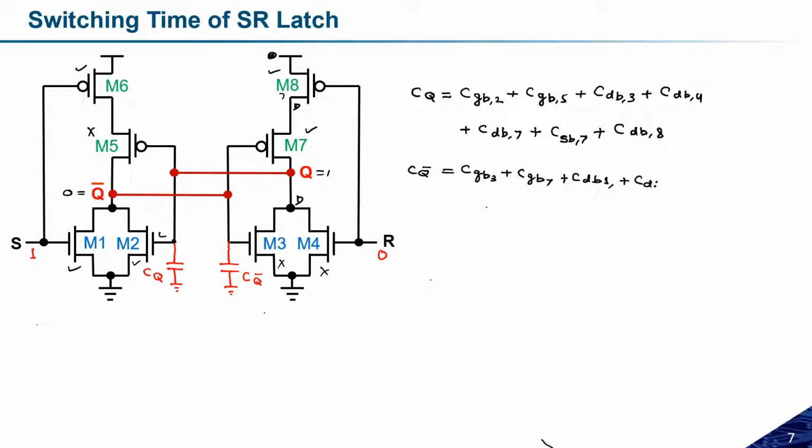So CDB2, CDB5, plus CSB5 plus CDB6. So these are some of the components which are available if I want to calculate the lumped capacitances at node Q complement.